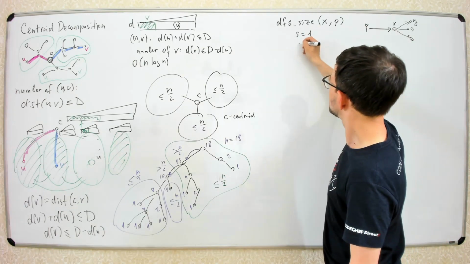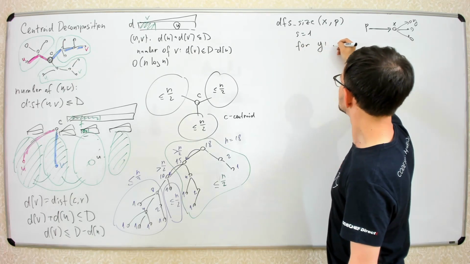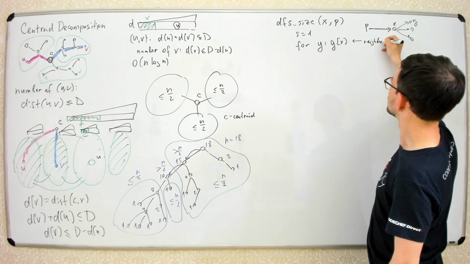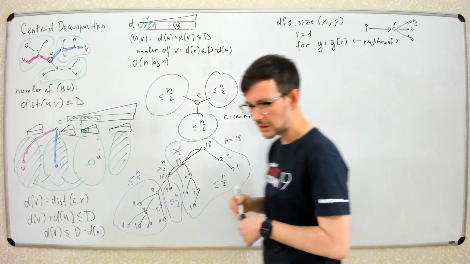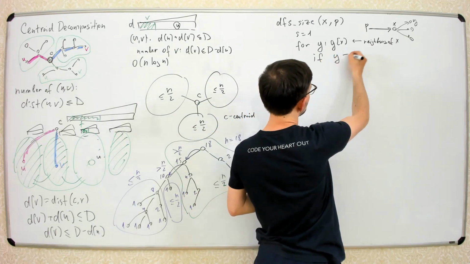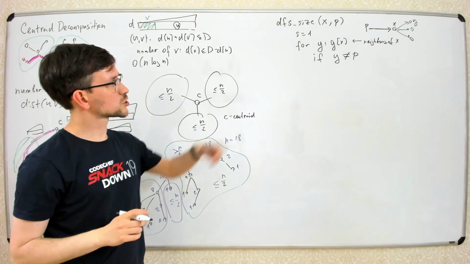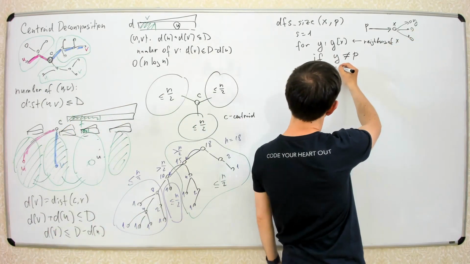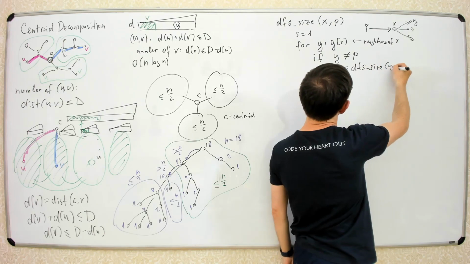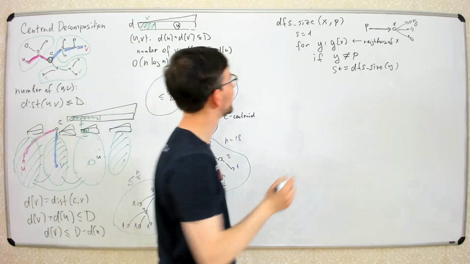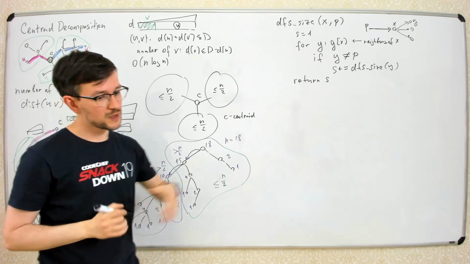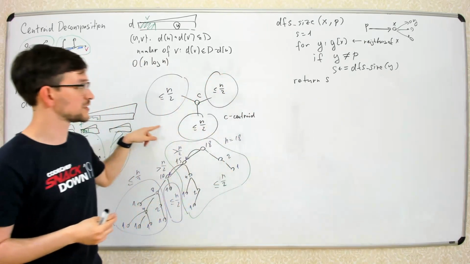So the size S is equal to 1, then we iterate all possible Y's from G of X, all neighbors of X, except node P. So if Y is not P, then we call DFS size from this node Y: S plus equals DFS size of Y. And then just return S. This procedure just calculates the size of the tree, because I need this size.